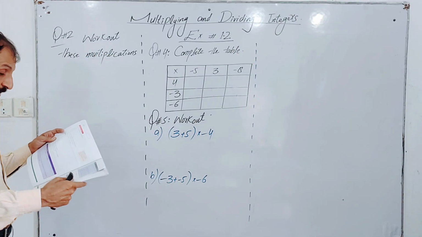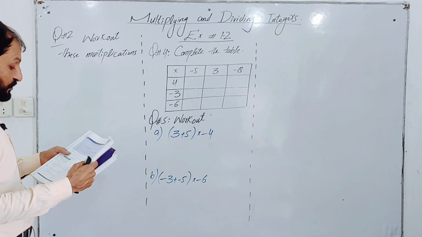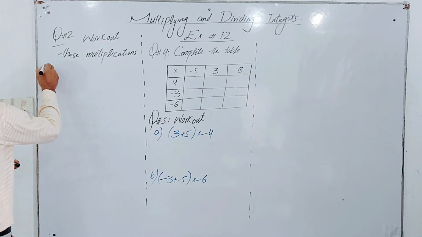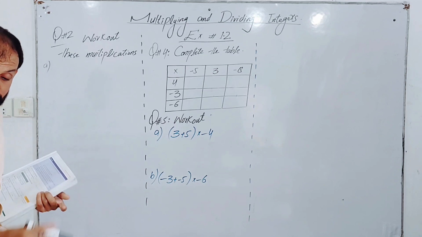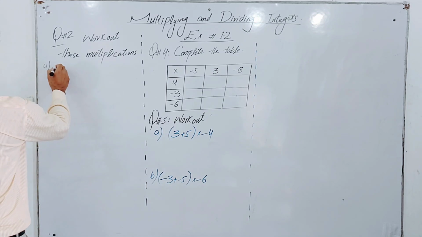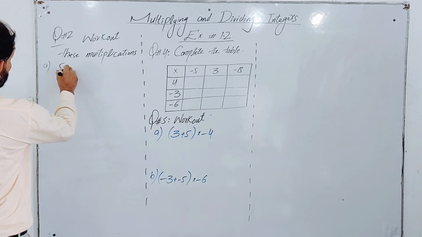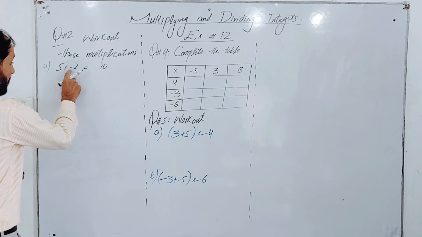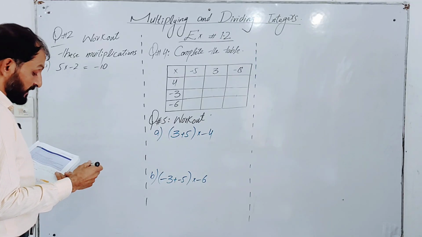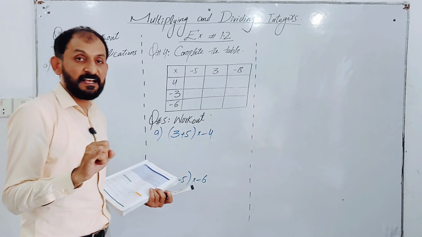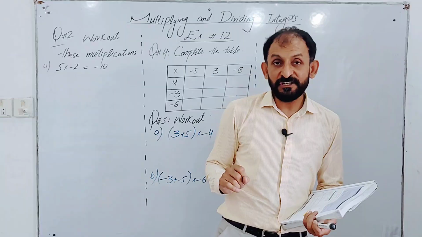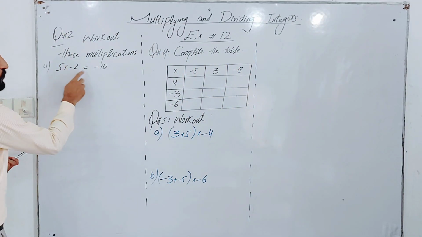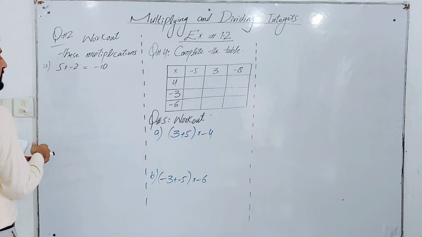Question number 2. The statement of the question is: work out these multiplications. The first part is 5 multiplied by minus 2. The answer will be written in the form of plus 10, minus plus, and we have to place a minus sign as well. Keep in mind, just ignore the signs that are given with your integers. Just multiply them without signs, and in the final step, 5 2s are 10. Now plus minus, minus sign.